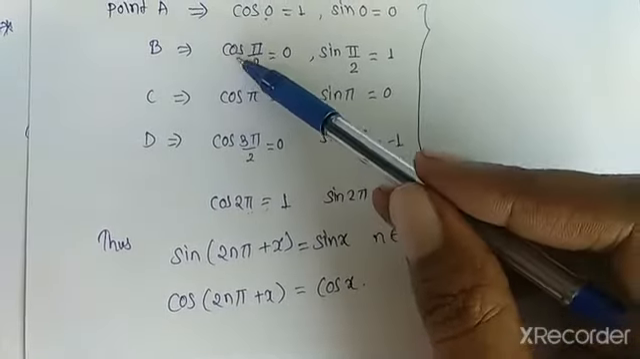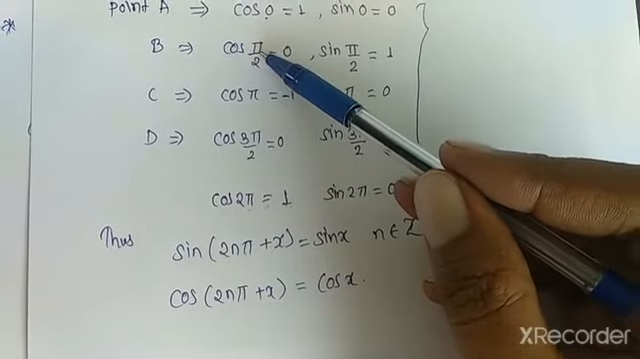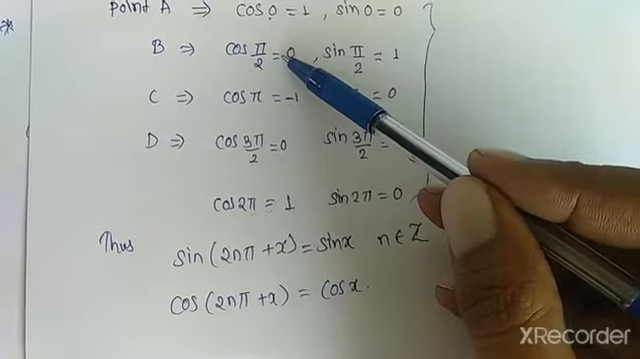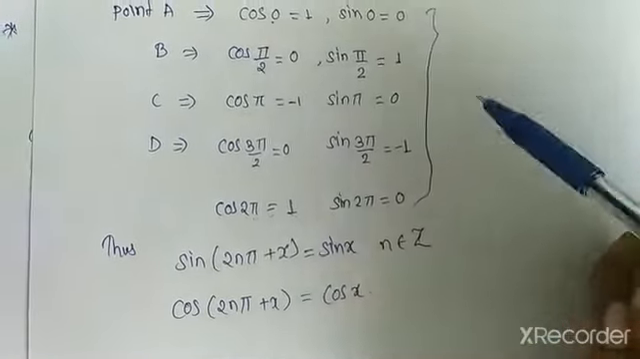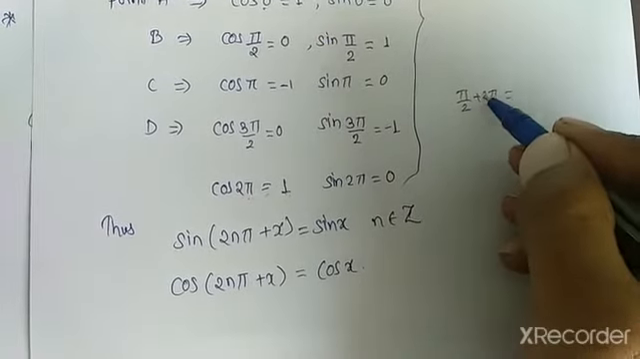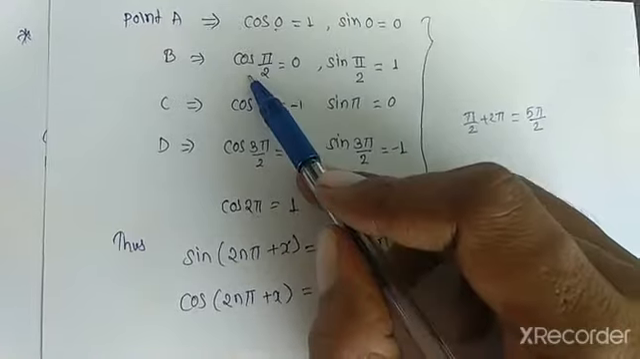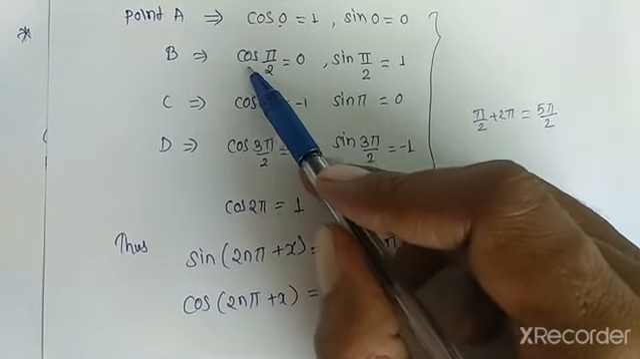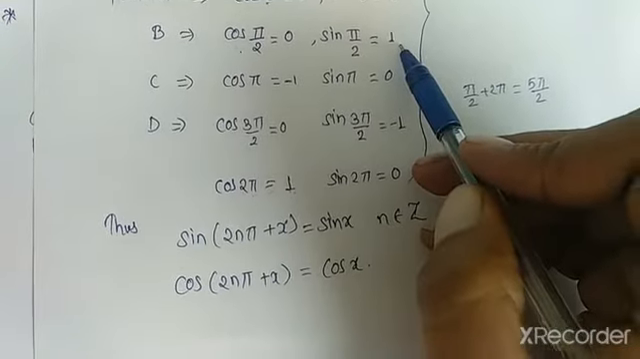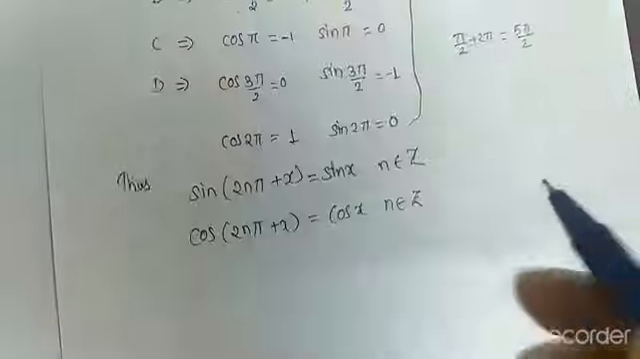If you consider cos π/2, after completion of the first revolution, that means π/2 plus 2π, it will again be 0. The angle will be π/2 plus 2π, which means 5π/2. Here it will complete one rotation, and its cos value will be 0 and sin value will be 1. Okay, so here it is again n belongs to Z.